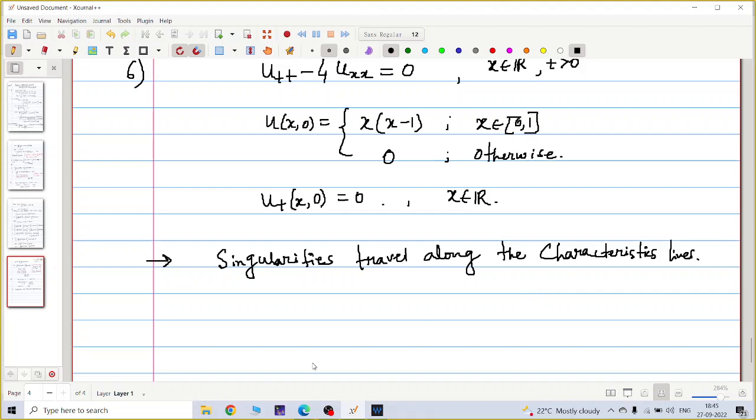Singularities travel along the characteristic lines. So what are the characteristics? Here what is the speed? C squared is 4, so C is 2. If you compare with the general wave equation, C squared is 4. That means C is equal to 2.